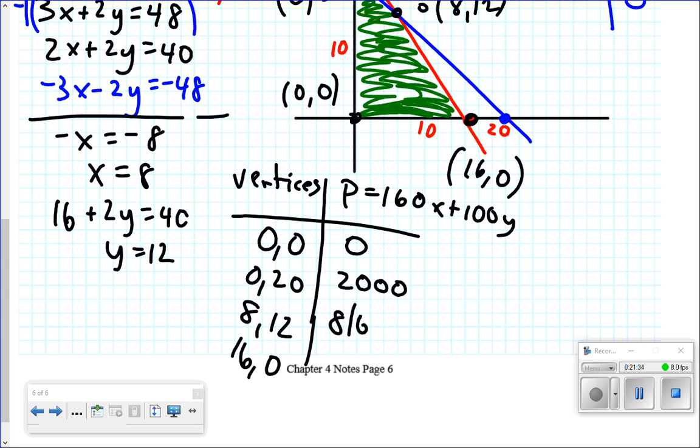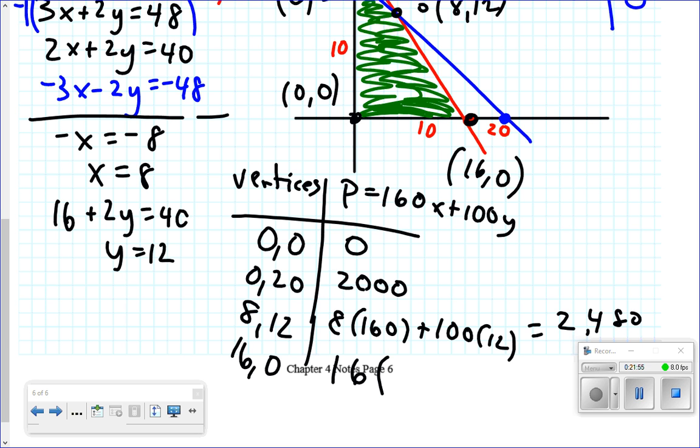If I make 8 rockers, 8 times 160 plus 100 times 12 is $2,480. And then the final vertex is 16 times 160, which is $2,560. So the pairing that maximizes revenue is going to be 16, 0. So if I want to get the most money and stay within my constraints, I'll make 16 rockers and 0 swings.